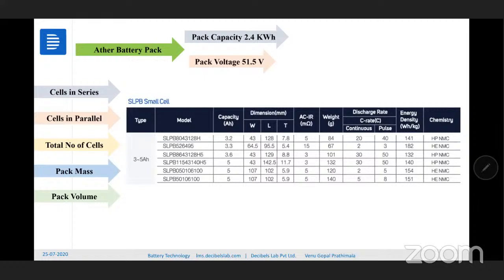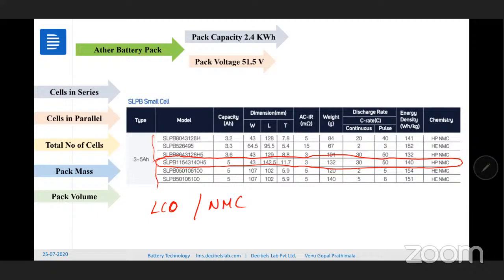So you can take any of the cells here. My suggestion is to go with a 5 amp hour cell. This particular cell has a capacity of 5 amp hour. And here they have given the width, length, and thickness, because in the previous case, we used the lithium cobalt oxide cell. But in this example, it is a nickel manganese cobalt cell. Okay, so you can observe the difference.